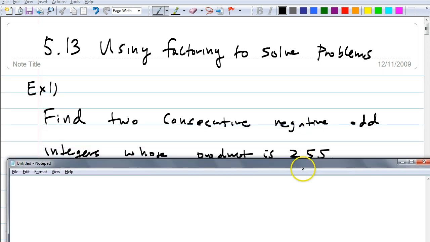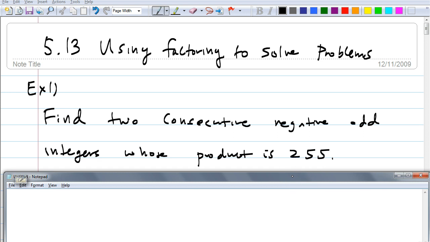So here's our first question. It says: find two consecutive negative odd integers whose product is 255. Write it down. I'll wait.